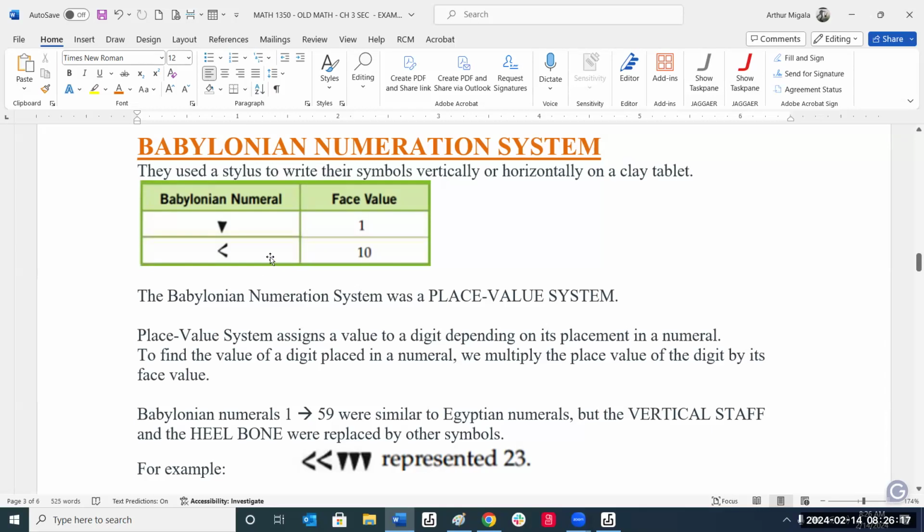And theirs is pretty basic so far. You only needed a symbol for one. Once you got to 10, again, it's interesting, why do you think at number 10 they jumped to another symbol? Why do you think that is?